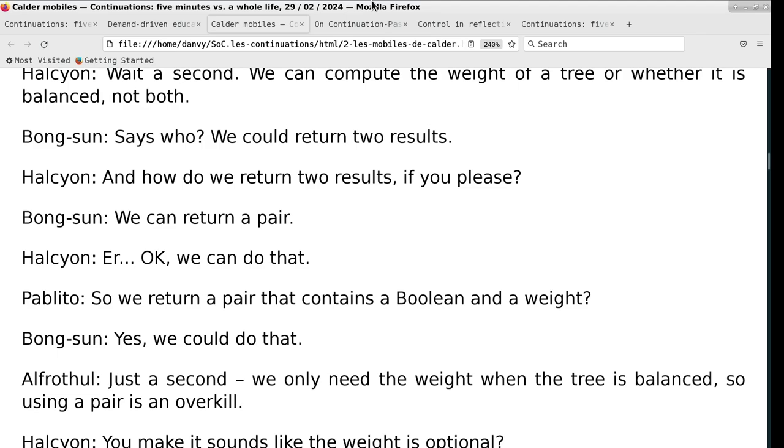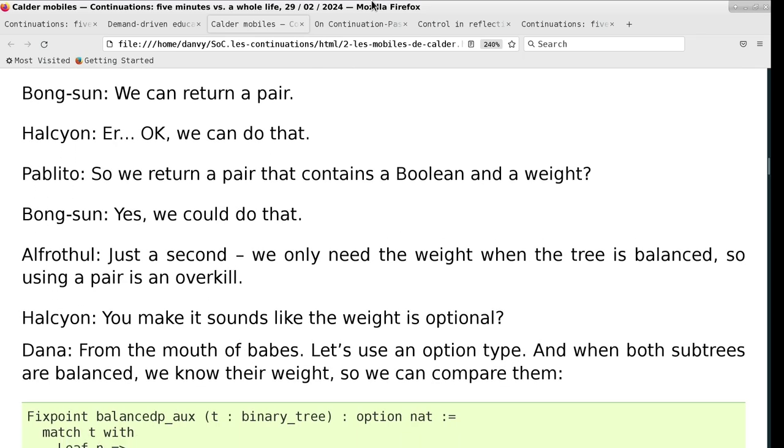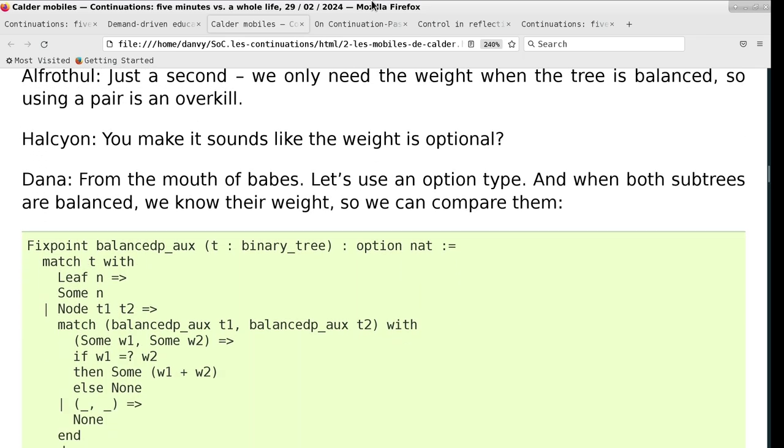And how do we return two results, if you please? We can return a pair. Okay, we can do that. So we return a pair that contains a boolean and a weight. Yeah, we could do that. We only need the weight when the tree is balanced, so using a pair is an overkill. You make it sound like the weight is optional? From the mouth of babes. Let's use an option type.